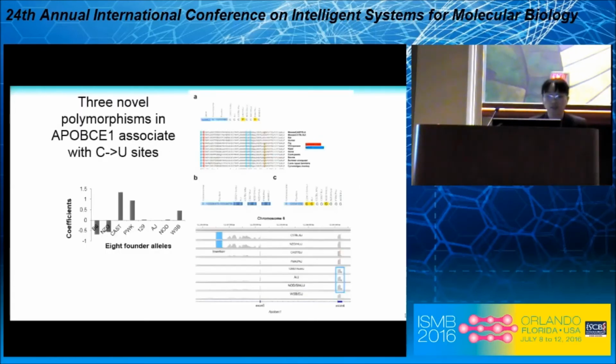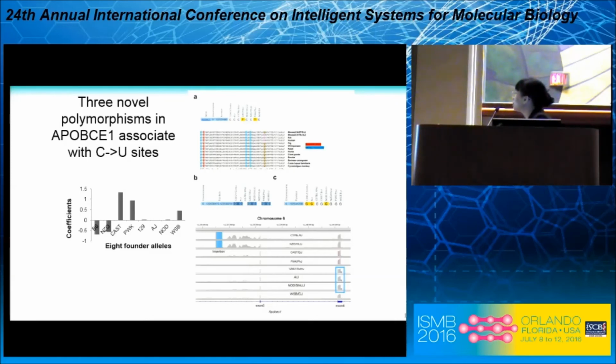And here shows the polymorphisms I identified that can explain these 4 patterns. I just replotted the coefficients shown in the previous figure as a bar plot. So here is the first SNP, shared by CAST and PWK. It changes the amino acid. So probably this SNP increases the catalytic activity of Apobec1. And also here marks a large insertion shared by BL6 and NZO. So it seems this insertion produces a non-functional Apobec1.